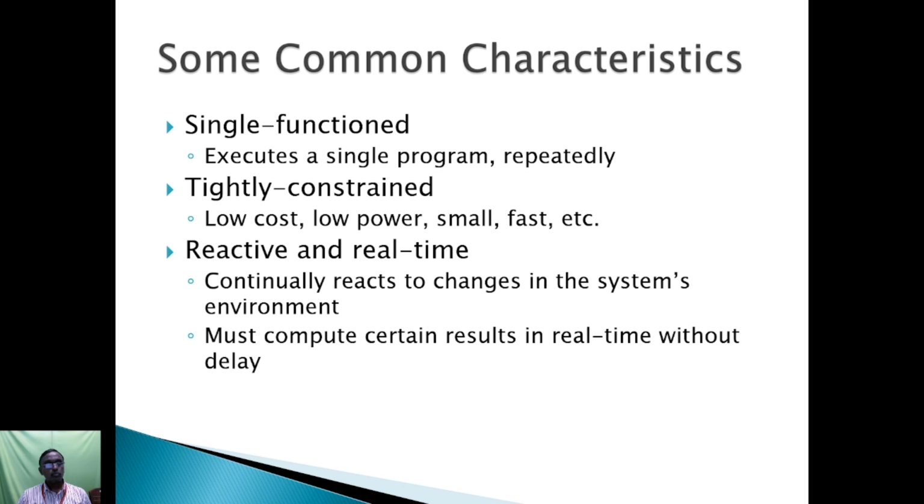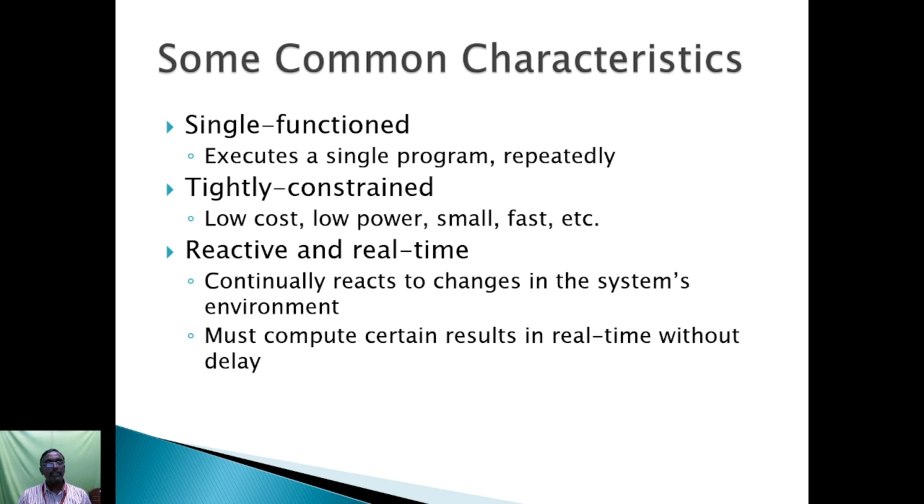Time constraint: low cost, low power, small, fast, etc. A microcontroller has a small expansion, and another one is small power. Depending upon these, the criteria is given.